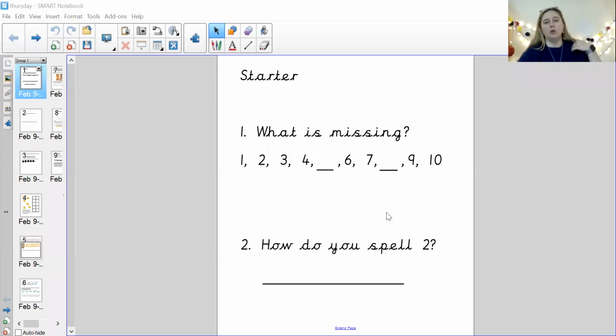We can get started. You're going to need a piece of paper and a pencil or a whiteboard and a pen. Okay, here is the starter. I would like you to answer these two questions. You can pause me and answer them straight away. This one says, what is missing? So you need to fill in the missing number. And this one says, how do you spell the number 2 in words? Okay, write those answers down for me.